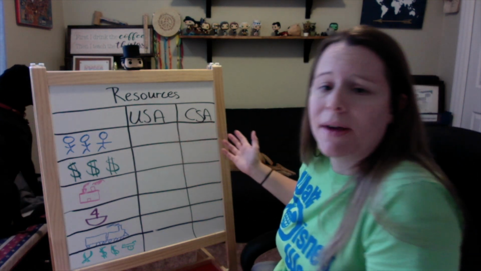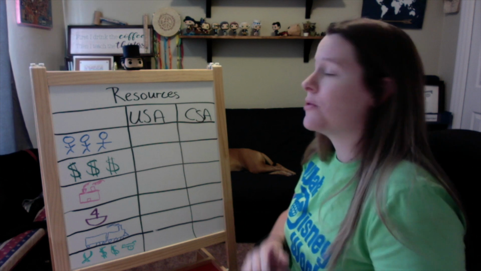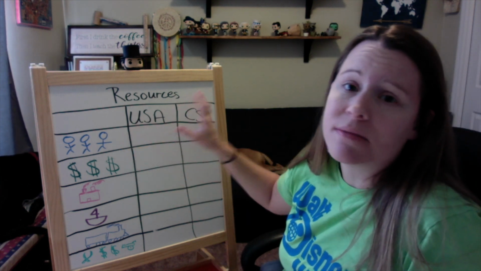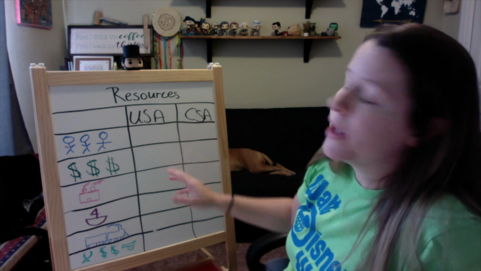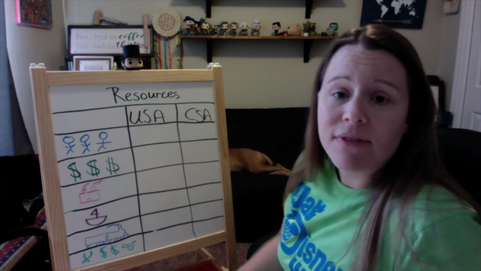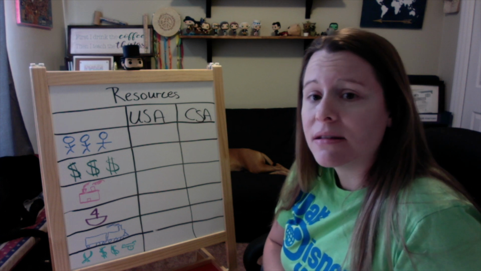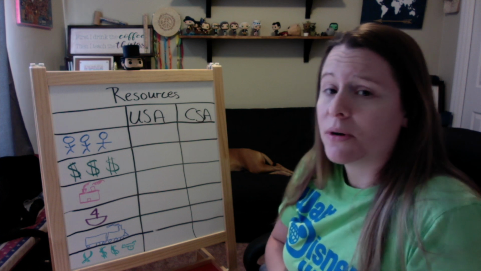So if you look over at my handy dandy little whiteboard here and my terrible drawings, I'll explain what each category is real quick. First up, we have population. We're going to see which side had the advantage when it comes to population. Then money and financing, or wealth. Who has the most money going into this war? So who's able to pay for things? There are very important things that they need to pay for the war.